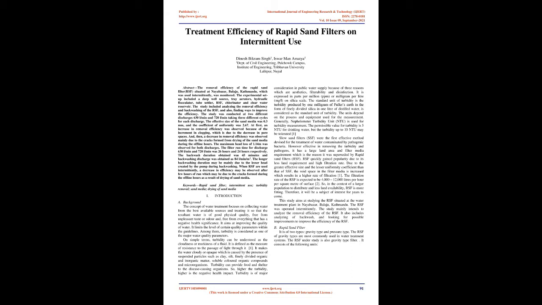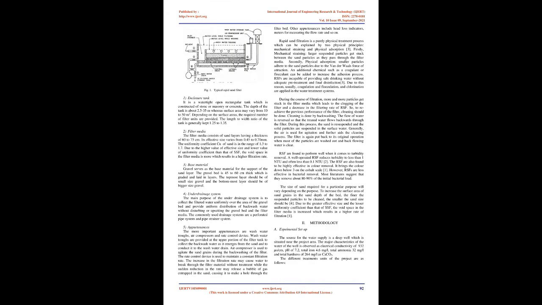Turbidity is of major consideration in public water supply because of 3 reasons, which are aesthetics, filterability, and disinfection. It is expressed in parts per million, ppm, or milligram per liter, mg/L, on silica scale. The standard unit of turbidity is the turbidity produced by 1 mg of Fuller's earth in the form of finely divided silica in 1 liter of distilled water.